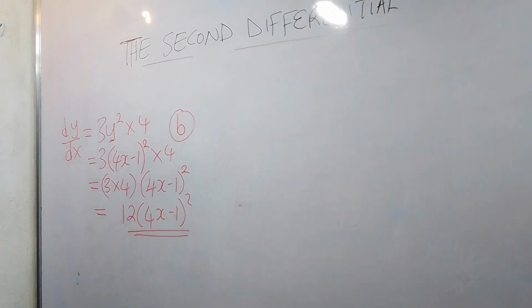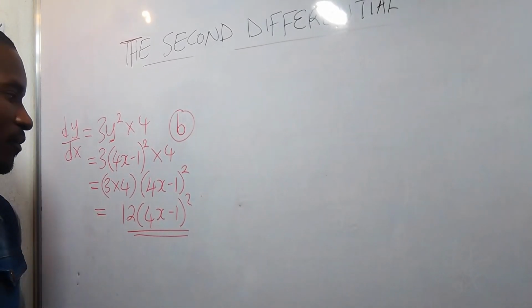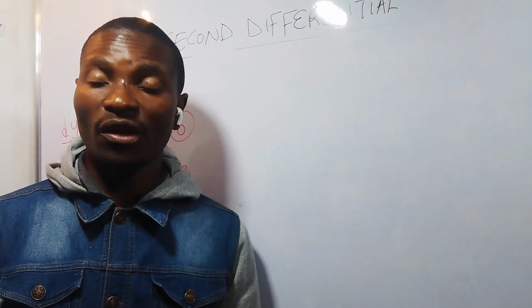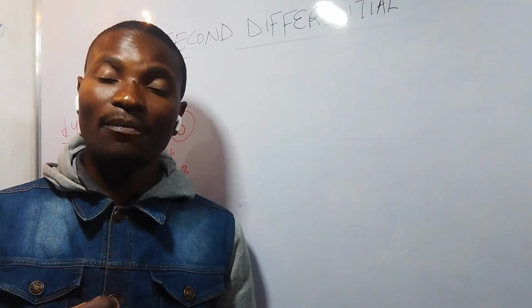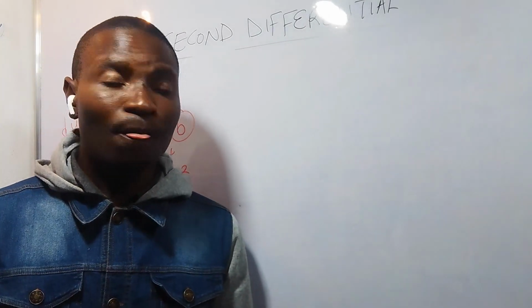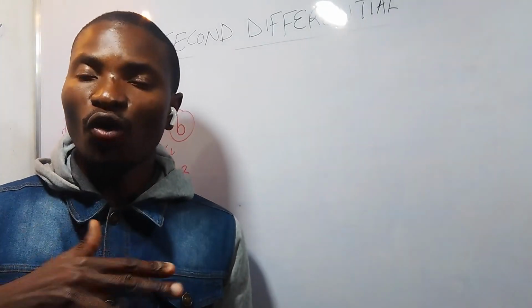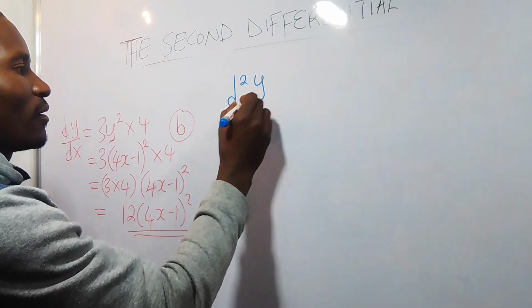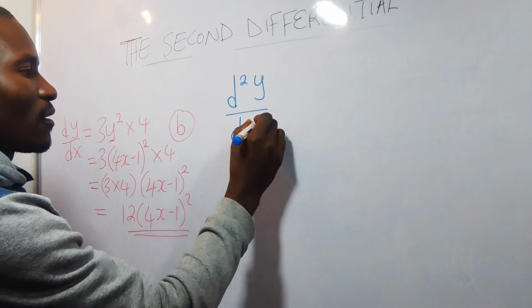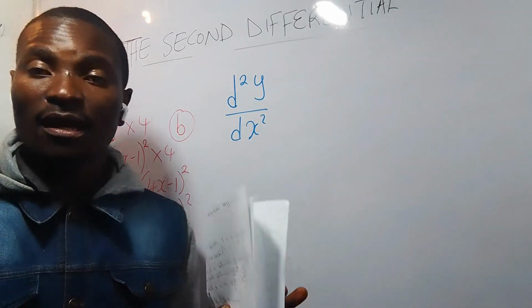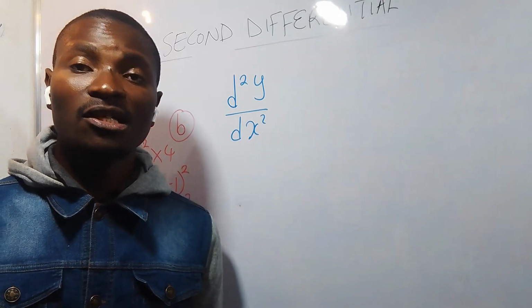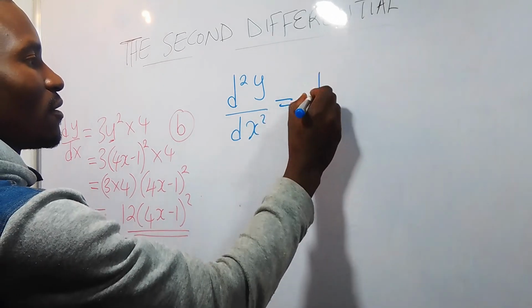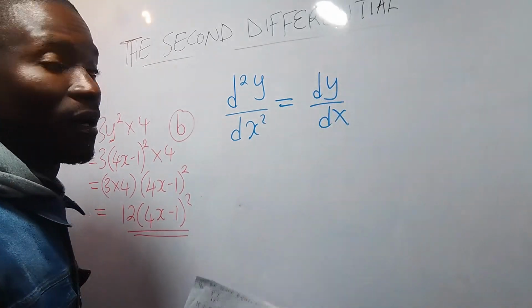We are going to differentiate this one for the second time, and that's what we call the second derivative. The second derivative is something that we introduce as d2y over dx2. That's the mathematical symbol for the second differentiation or the second derivative. So from there we are going to say this is equal to d over dx of dy over dx.